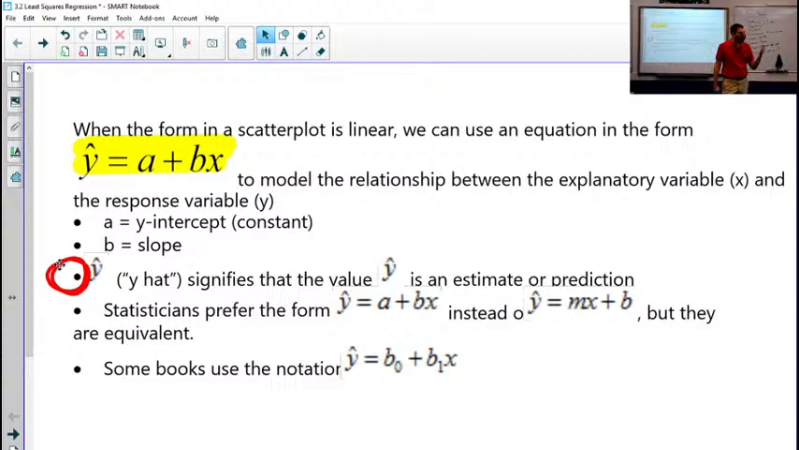So if you're saying y, then you're talking about the actual values. If you're talking about y hat and you're talking about the regression line, those are predicted values or values that I would expect on average. So when we go to talk about interpreting values from the line, keep that in mind. All of your values should talk about what is predicted or expected when we plug in a certain amount.